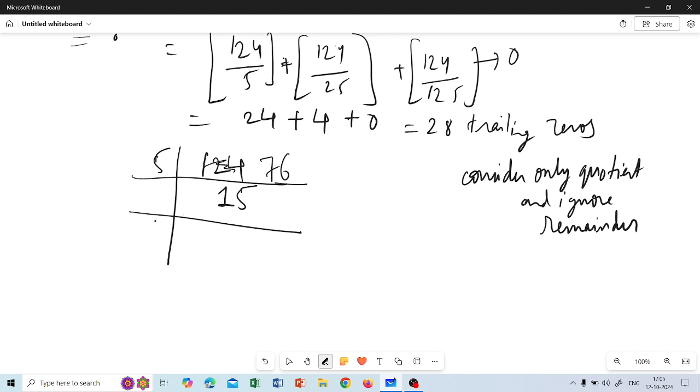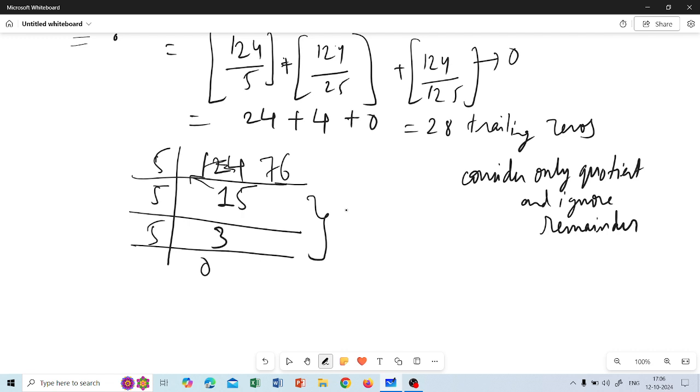I hope everyone knows the division. So 15, 5 threes are 15. If I multiply this 3 by 5, it is 15, but 1 is a remainder, and we are leaving it, as I told you that we have to ignore the remainder. So that's all it is. Now 5 zeros are 0.